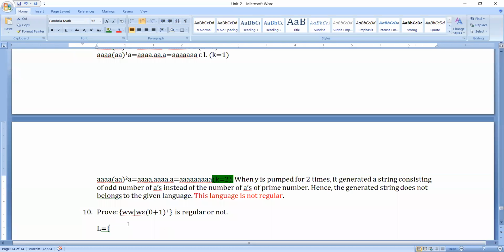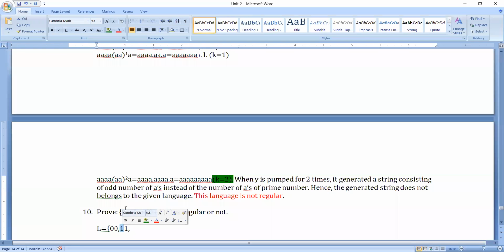Now please observe. If I take W as 0, we are talking about this language, so it will be 00. The first 0 belongs to the first W, and the second 0 belongs to the second W. Then 0011 0011. So what does this second one represent?